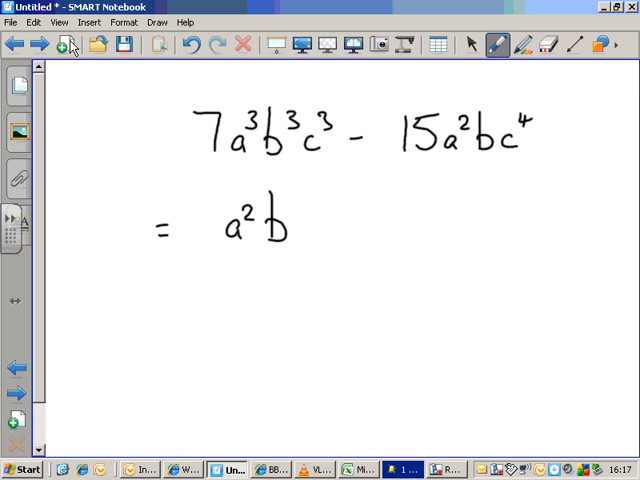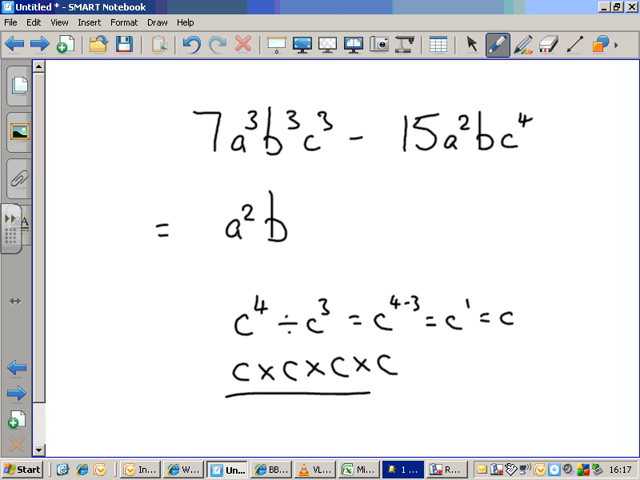And c cubed and c to the power of 4, we can divide them both by c. We can divide them both by c squared. We can divide them both by c cubed. c to the power of 4 divided by c to the power of 3 is c to the power of 4 minus 3, which is c to the power of 1, which is c. Write it out longhand again just to show you. c to the power of 4 divided by c to the power of 3.